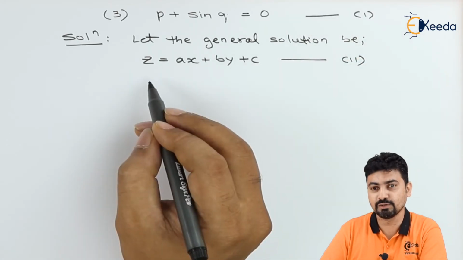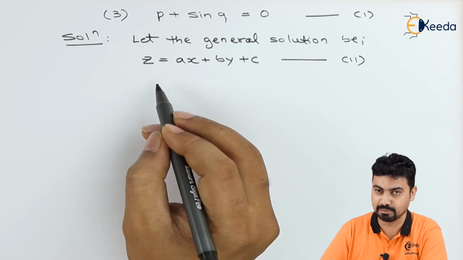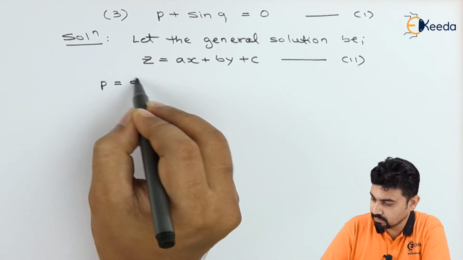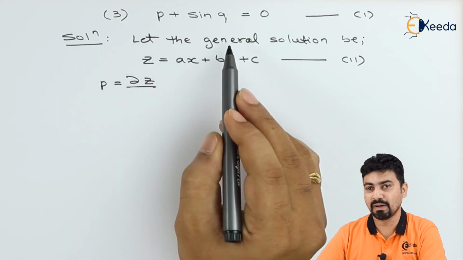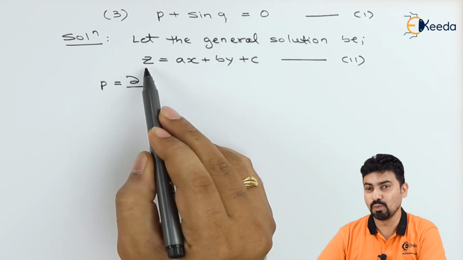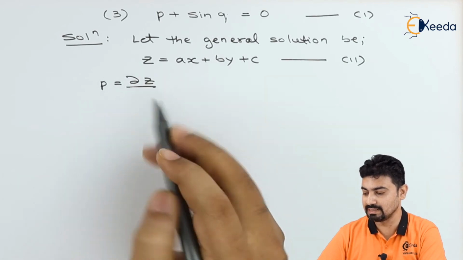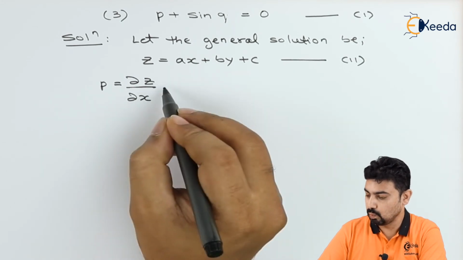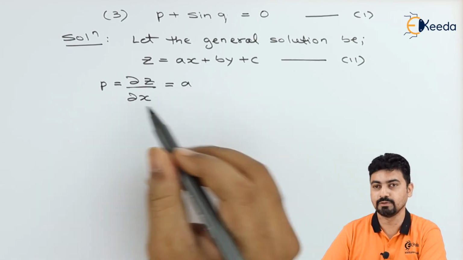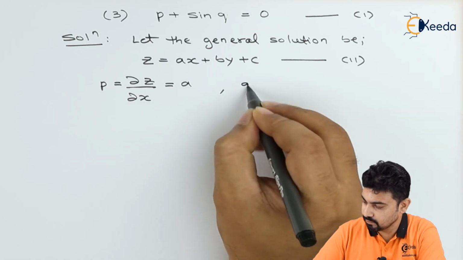So let us find the values of p and q by partially differentiating z with respect to x and y respectively. So p is equal to del z by del x, which will be equal to a. So p will be equal to a. Similarly, we will find the value of q.